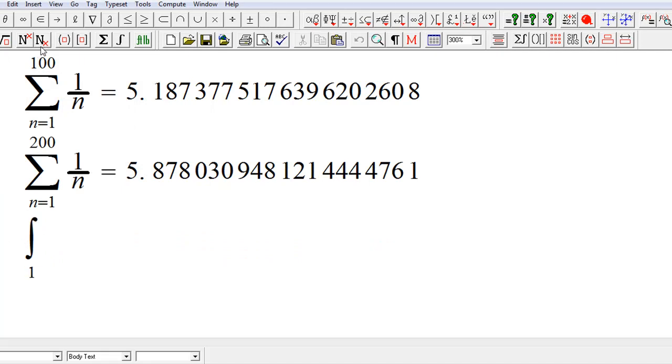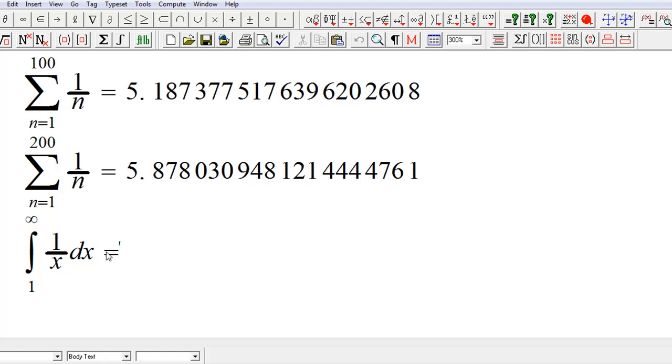The integral from 1 to infinity of 1 over x dx. Do you remember that? It's called an improper integral, right? Are we good? Okay, very good. It's an improper integral, right?